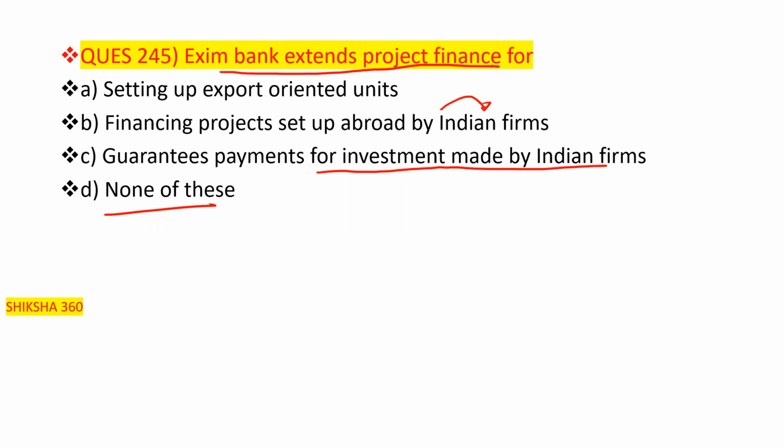Exim Bank extends project finance for setting up export oriented units or financing. Second one, that is financing projects set up abroad by the Indian firm. Third one is guarantees payment for investment made by the Indian firms, or fourth one, that is none of these. Clear?